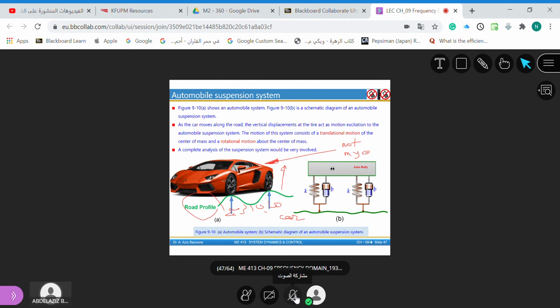Inshallah, guys, next time we will continue this slide. We will see how the motion is transmitted to the car. Let me just take the attendance.